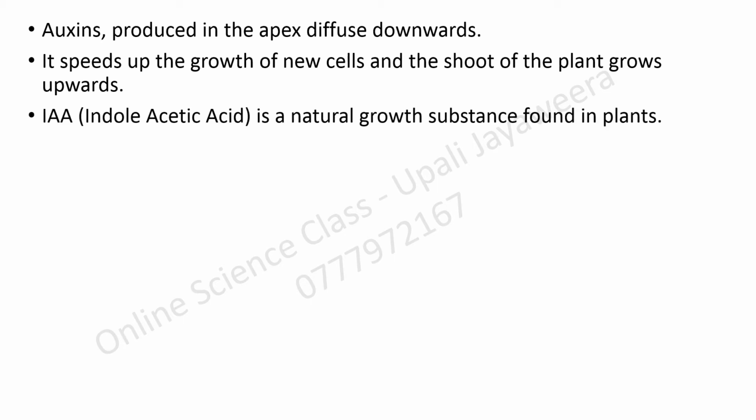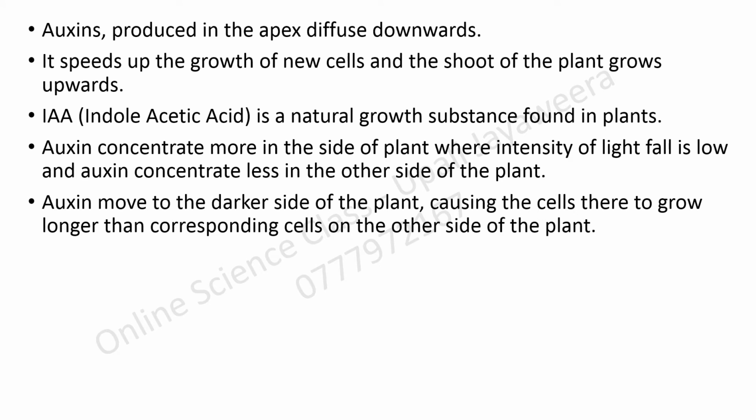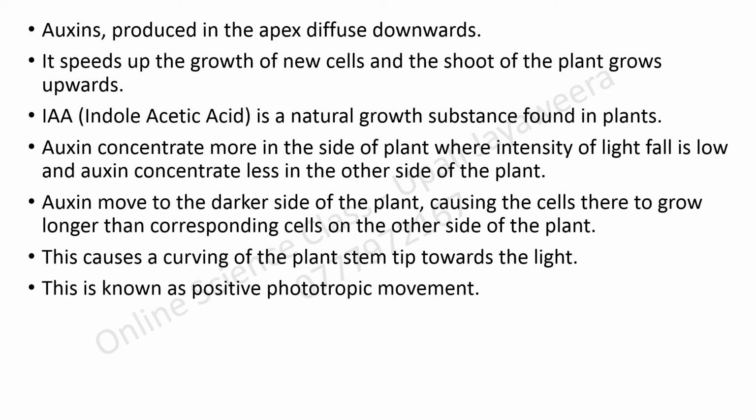IAA, indole acetic acid, is a natural growth substance found in plants. Auxin concentration is more on the side of the plant where the intensity of light is low, and less on the other side of the plant. Auxin moves to the darker side of the plant, causing the cells there to grow longer than corresponding cells on the other side of the plant. This causes a curving of the plant stem tip towards the light. This is known as positive phototropic movement. Movement takes place towards the light.